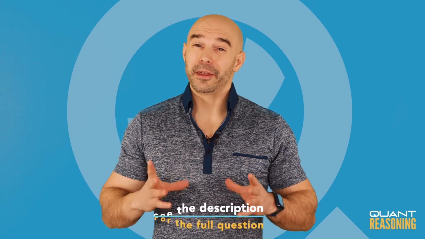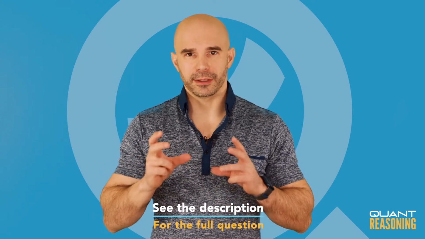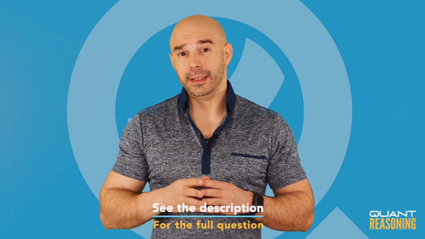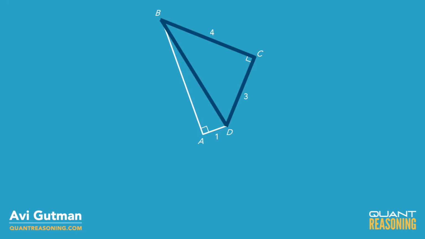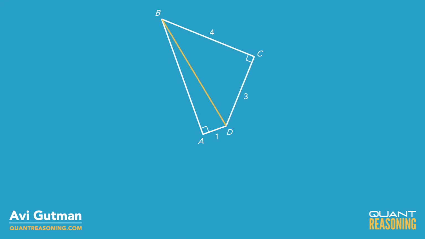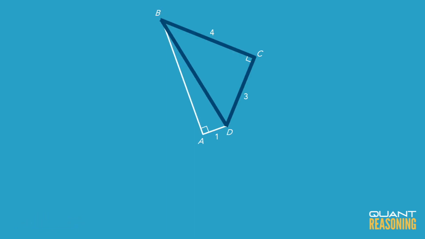The only way that I can think of to solve this question, since the answer choices are very close to one another in terms of their sizes, is to draw a diagonal connecting points B and D, thereby creating two different right triangles.